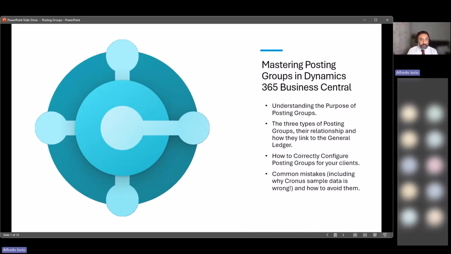Right, so posting groups in Business Central. As I said earlier, we're going to be talking about posting groups, the purpose of posting groups in Business Central, which is often misunderstood, the three different types of posting groups, their relationship to the general ledger, how they link to it, how to configure the posting groups for your clients, and common mistakes. We will also work live in Business Central with a few examples today.